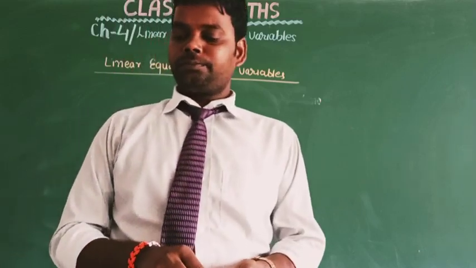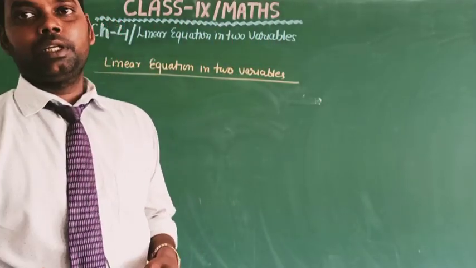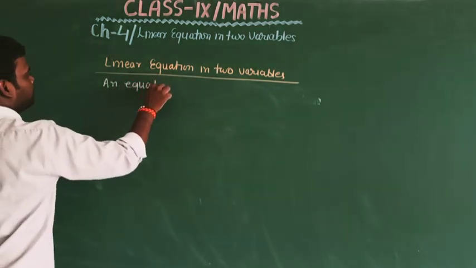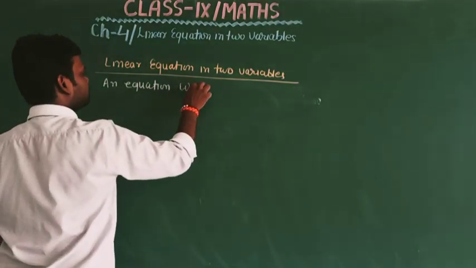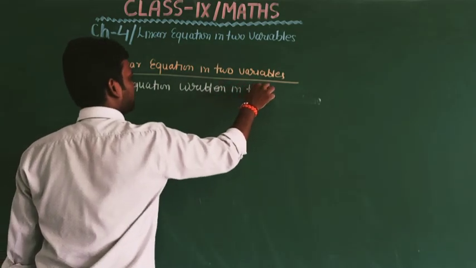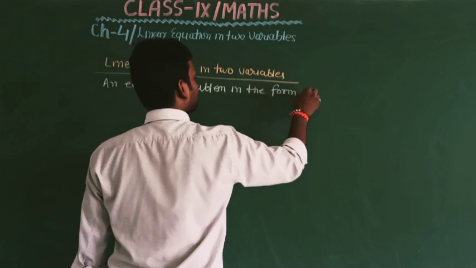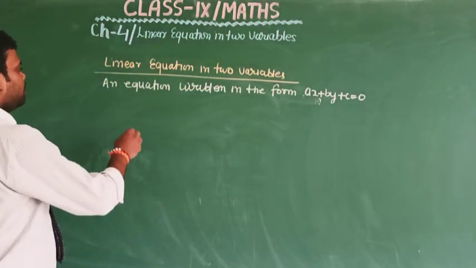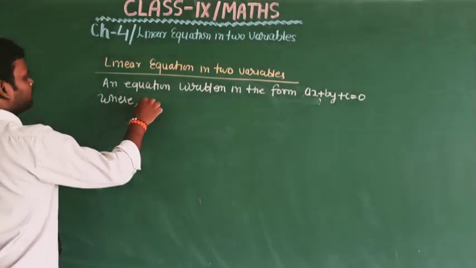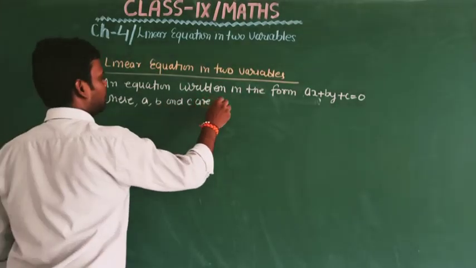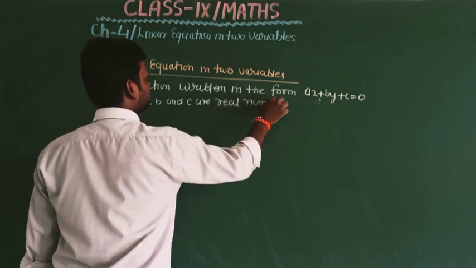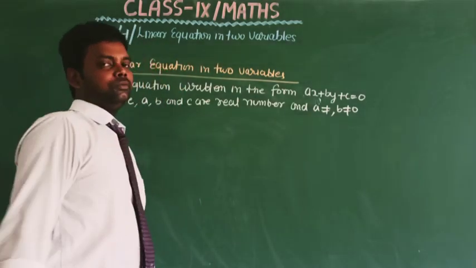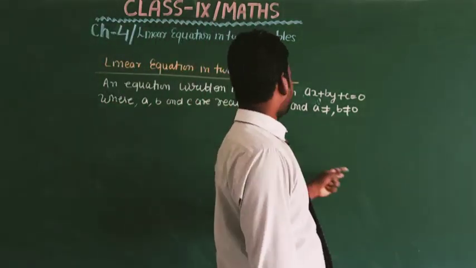An equation written in the form ax plus by plus c equal to 0, where a, b and c are real numbers, and a is not equal to 0 and b is not equal to 0, is called a linear equation in two variables.